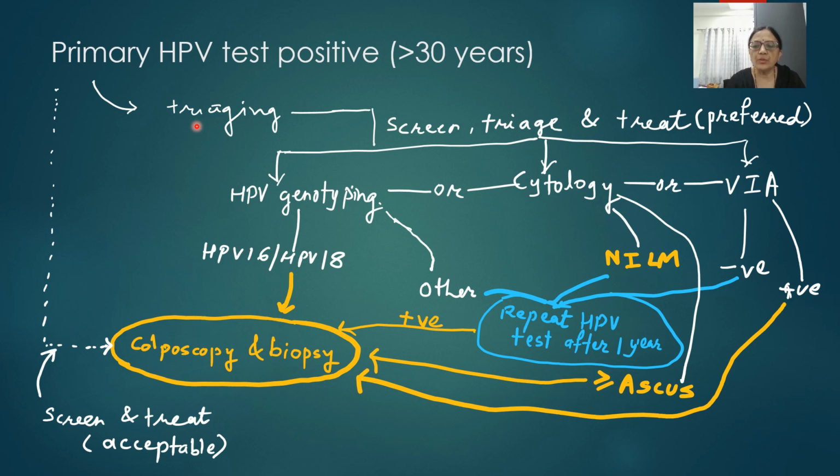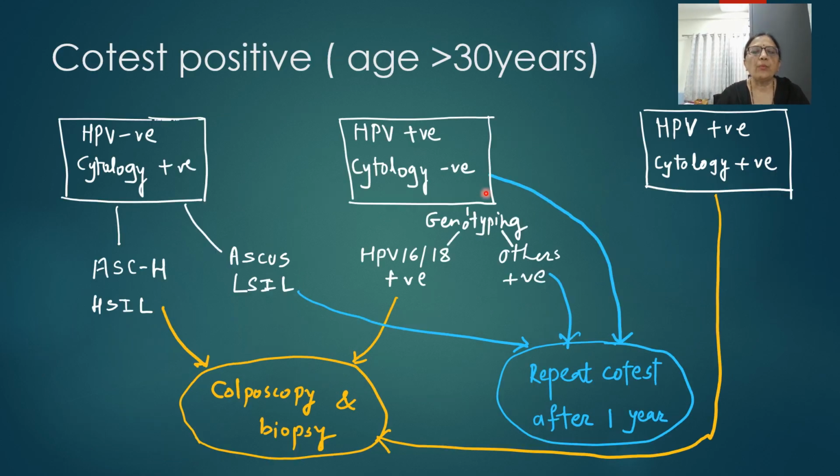If a patient is not compliant, and you know that when you are doing a triaging and waiting for the results, you might lose the patient, then in that scenario only, it is acceptable to proceed with screen and treat. That means you can proceed with colposcopy and directed biopsy with a single primary HPV test being positive. Now with the co-test, there are three scenarios I have already said. Both tests are positive, HPV and cytology, then no doubt that is an indication to proceed with the colposcopy and biopsy and further evaluate and treat the patient.